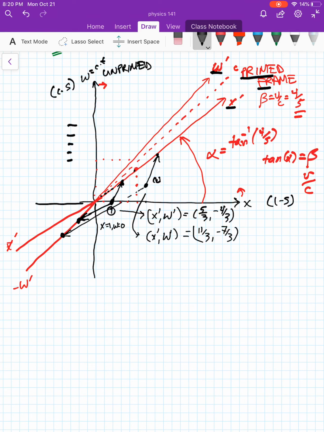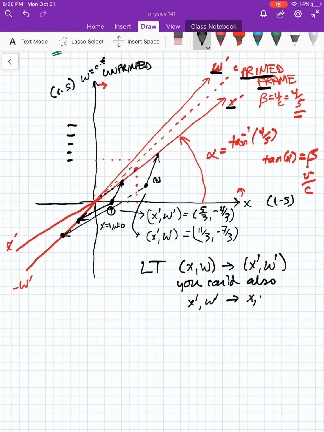Well, there are a couple of things. The Lorentz transformation gives you a way of going from x and w to x prime and w prime. And there's an inverse transformation too, so that if you need to, if you knew what x prime was, you could go the other way, x prime, w prime to x, w. We don't always do that, but you could do that.